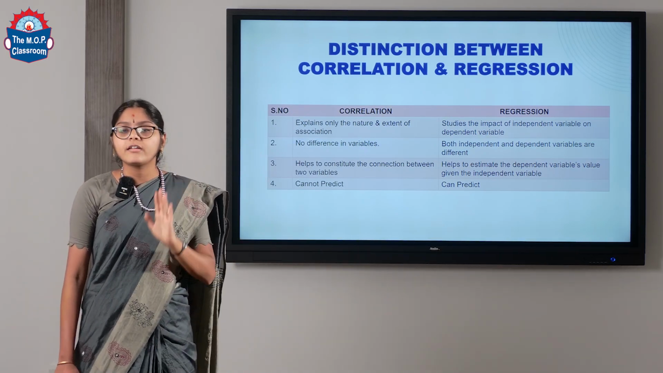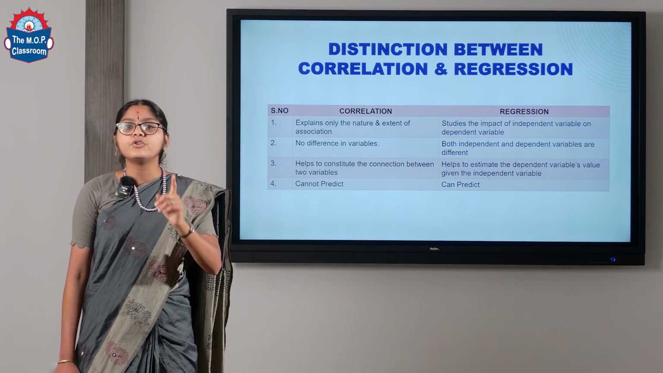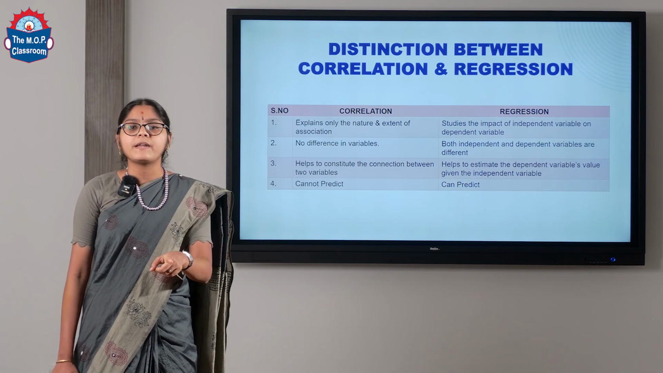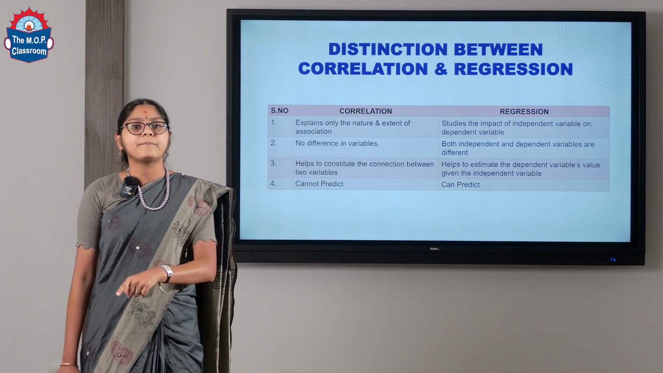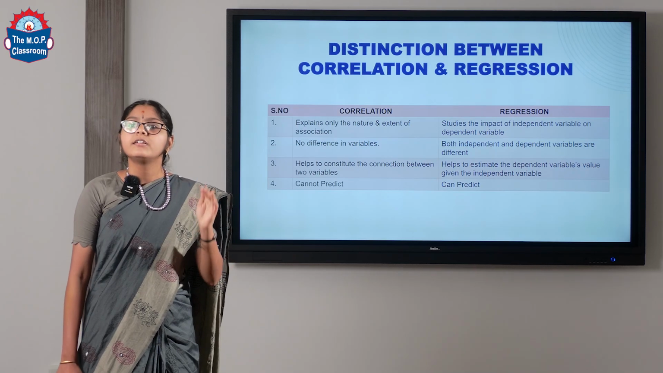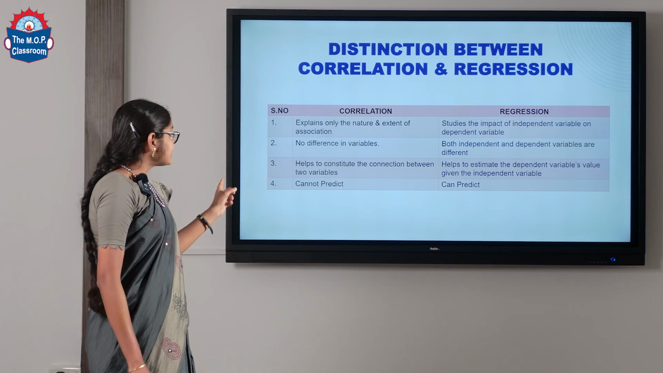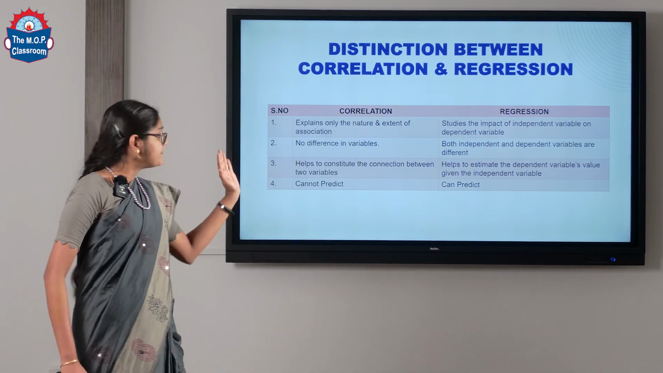Both independent and dependent variables are different, which means if at one instance you choose income as your independent variable and consumption as your dependent variable, for sure throughout the analysis you have to stick to that. Both the variables are different, right? So next is, it helps to constitute the connection between two variables.